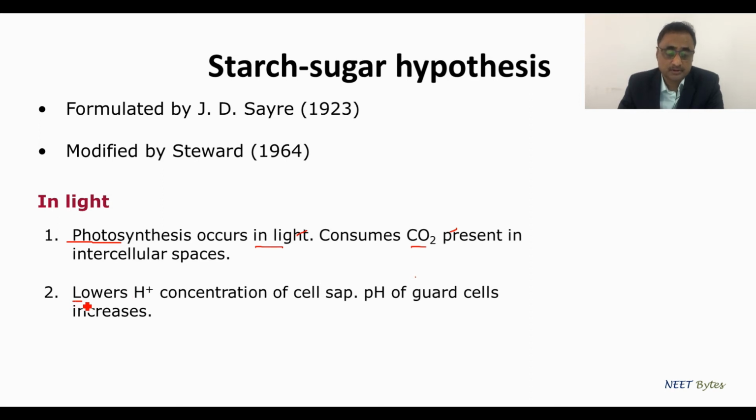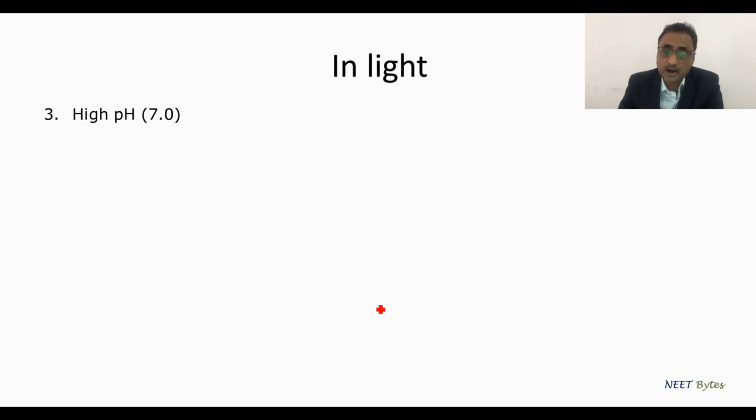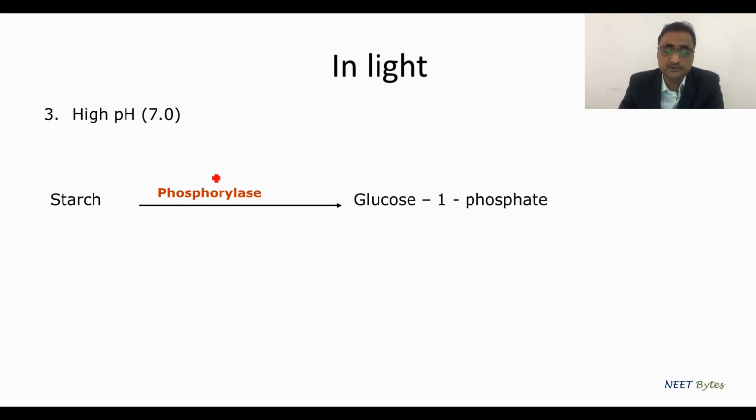So that means there is a lower H ion concentration of cell sap, or the pH is going to increase. So at the higher pH, what will happen? The enzymatic conversion of starch into sugar will happen.